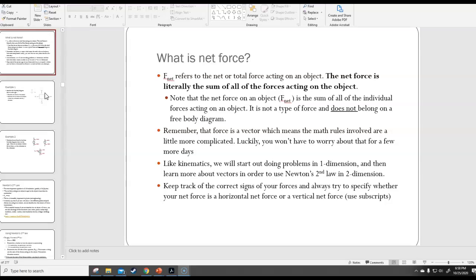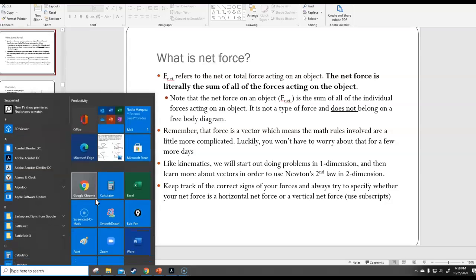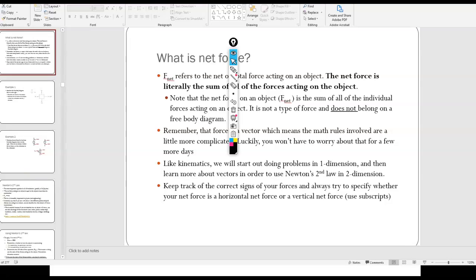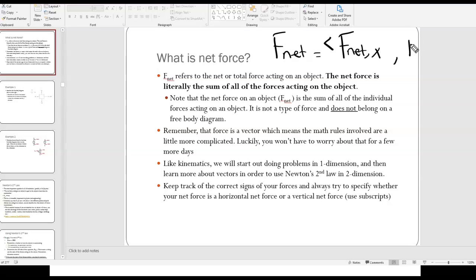you can think about the net force as being a vector where, let me just write this down, you have an F net x and you have an F net y. F net x is the sum of the x forces, and F net y is the sum of the y forces. And so when we talk about the net force, we're talking about adding those forces up.